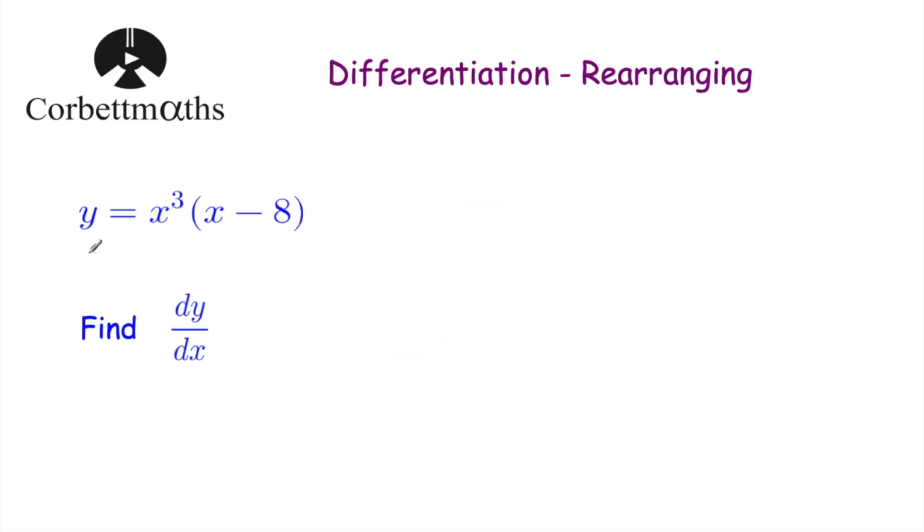Our first question says y is equal to x cubed, brackets x minus 8, close brackets, and we've been asked to find dy by dx. Now, if we want to differentiate something like this, we need to expand the brackets first. So we've got y is equal to x cubed, and then in brackets x minus 8. Before we differentiate, we want to expand the brackets here.